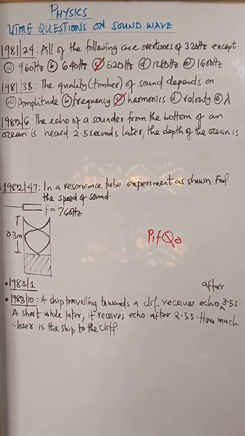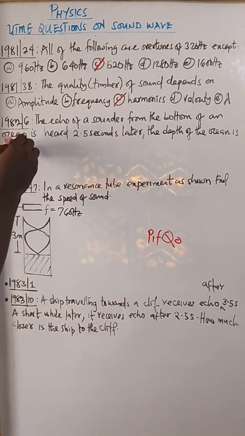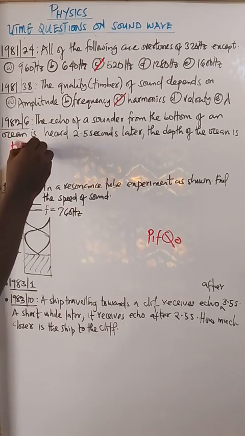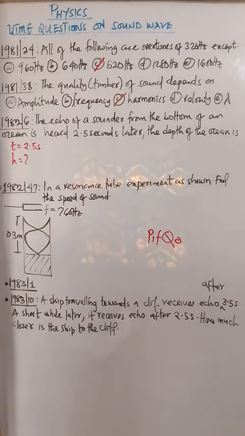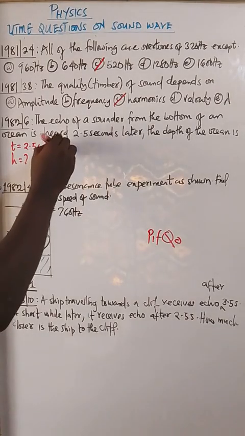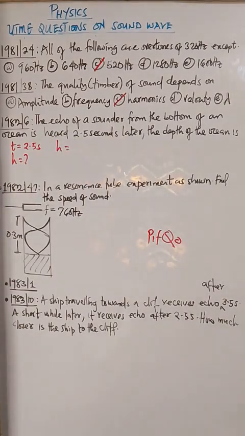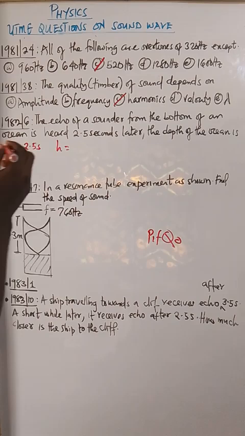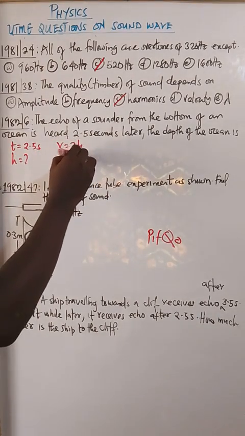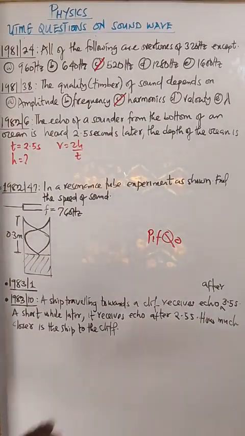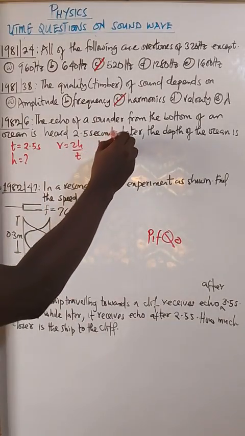The echo of a sounder from the bottom of an ocean is received 2.5 seconds later; that's the echo time, 2.5 seconds. The depth of the ocean is, recall, one of the applications of echo: the determination of the depth of the sea. If you go back to the notes, the formula for H, let's even prove it. From normal echo, V equals 2H over T, because the sound will go down, then come up. So make H the subject: H equals VT over 2.